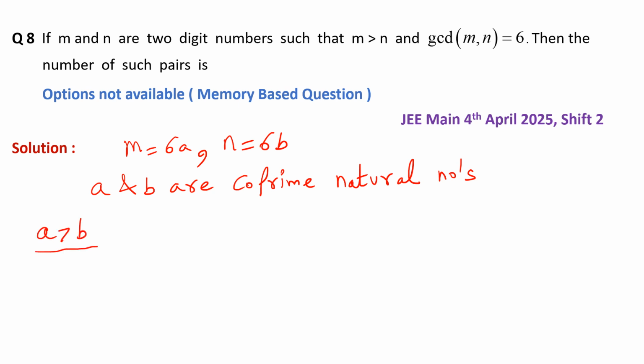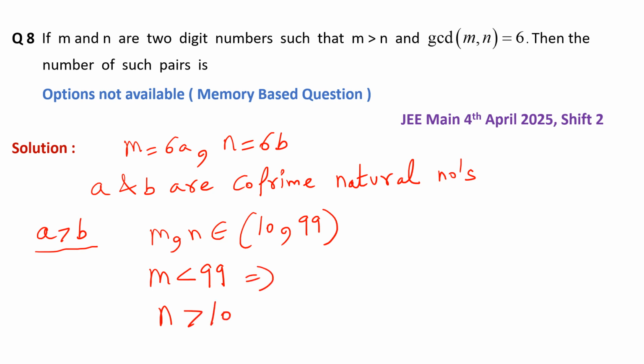Now m and n are two-digit natural numbers, so both m and n must belong to open interval 10, 99. Now why I am not including 10 and 99? Because 10 and 99 are not the multiples of 6. Fine. So they must be excluded. Now students, since m is the bigger number, so m must be smaller than 99, and since n is the smaller number, so n must be greater than 10.